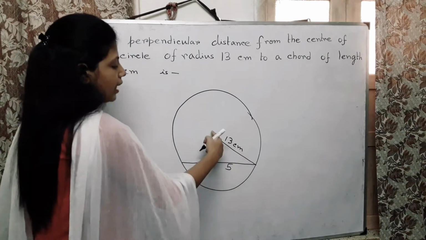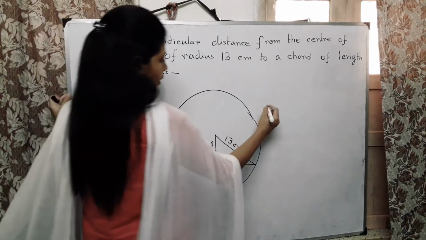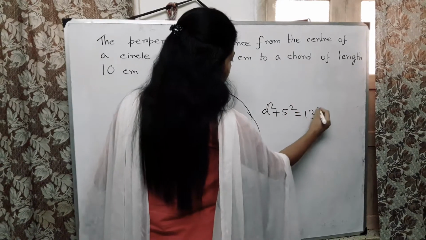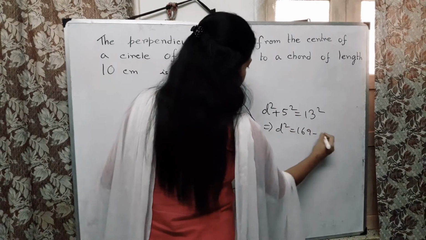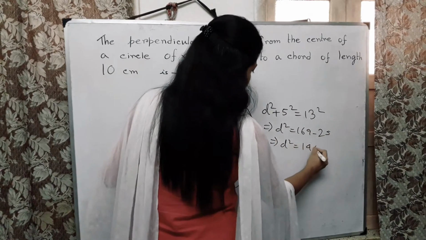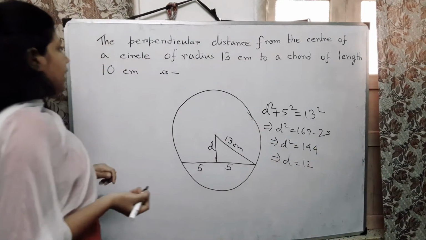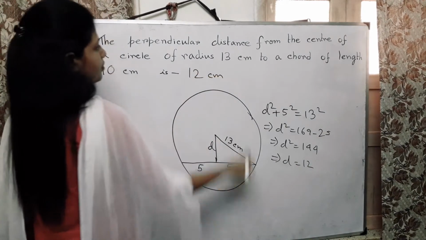One right angle triangle is there. Take the distance as d. Apply Pythagoras theorem. So it will be d square plus 5 square equals 13 square. So d square will be 169 minus 25, 144. So d equals 12. That means the perpendicular distance is 12 centimeter.